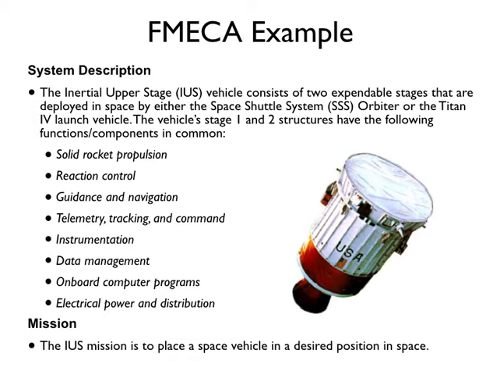The vehicle's stage 1 and 2 structures have the following functions and components in common. They have solid rocket propulsion, reaction control, guidance and navigation, telemetry, tracking and command, instrumentation, data management, onboard computer programs, and electrical power and distribution. So one of the keys there is that they're very, very complex, right? So the overall FMEA for this is extremely large, right? The IUS mission is to place a space vehicle in a desired position within space.